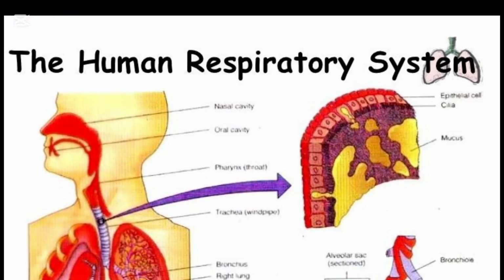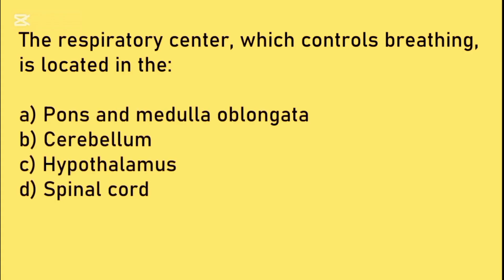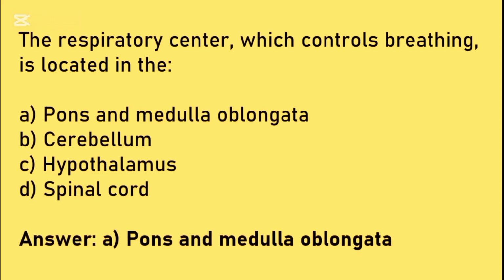Today we discuss human respiratory system MCQs. The respiratory system center which controls breathing is located in the pons and medulla oblongata, cerebellum, hypothalamus, spinal cord. Correct answer is A. Pons and medulla oblongata.